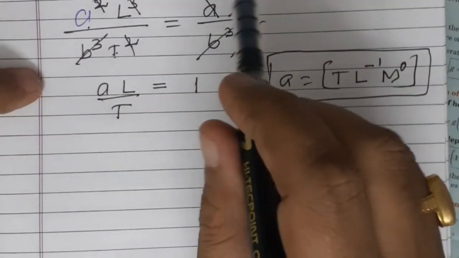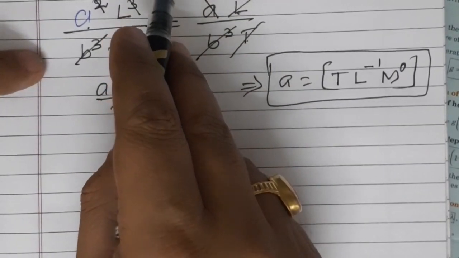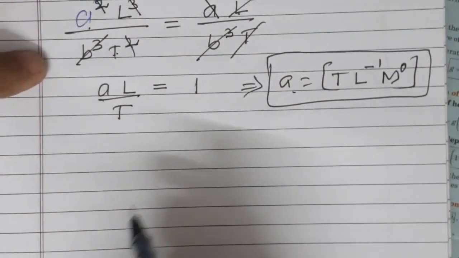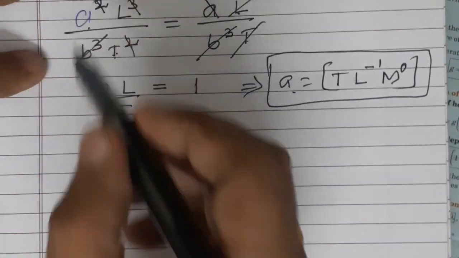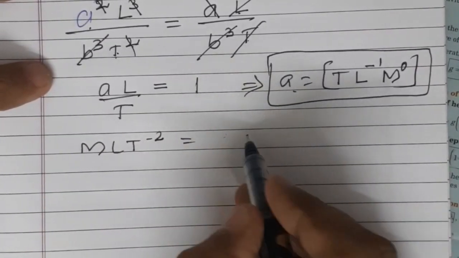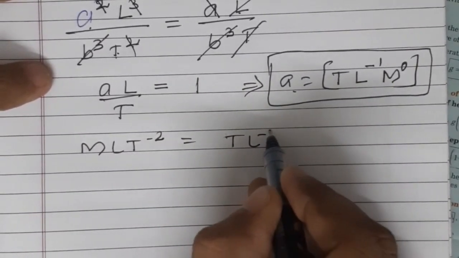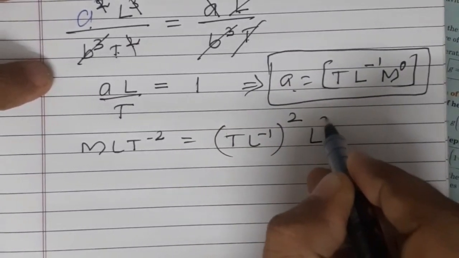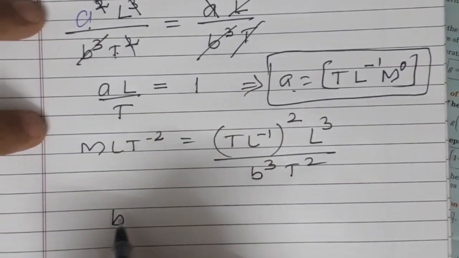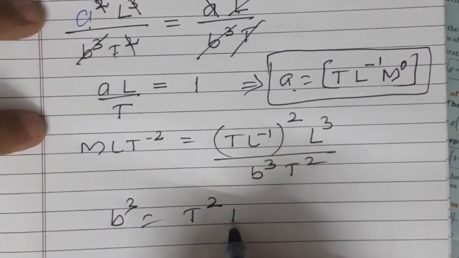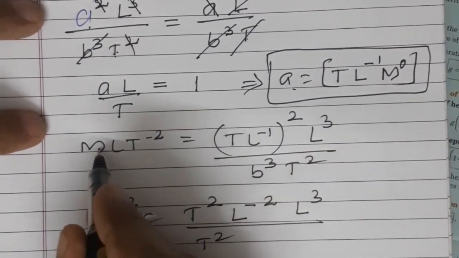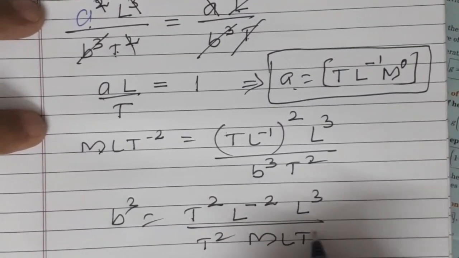Similarly, if I compare this a of the first term with the left hand side term by putting in the dimensions of a, I can get the dimensions of b. So I am comparing the first term with the left hand side term. MLT minus 2 is a square, meaning (T L minus 1) square L cube by b cube T square. I am taking this b cube over here. b cube is T square L minus 2 L3 upon T2, taking this term over here, MLT minus 2.